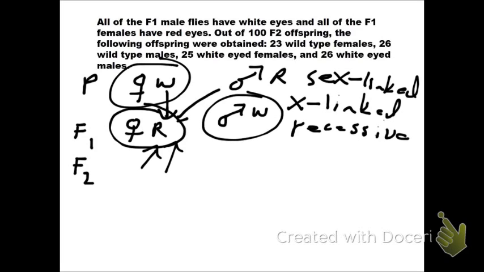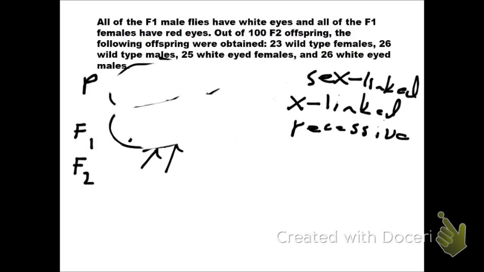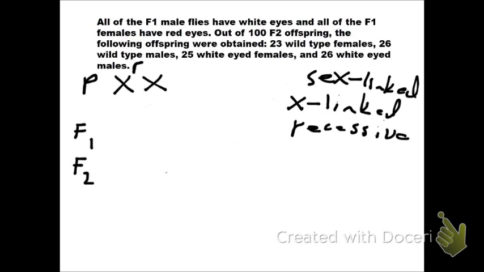This F1 male got his only X from mom. He got a Y from dad. So therefore, that makes sense that he has white eyes. So let's write out some genotypes here. In our P generation, our female, which we need to show our sex chromosome since we're talking about X-linked traits, was homozygous for white eyes, which we now know is recessive. We're going to show that as a superscript, a little r, because it's recessive.